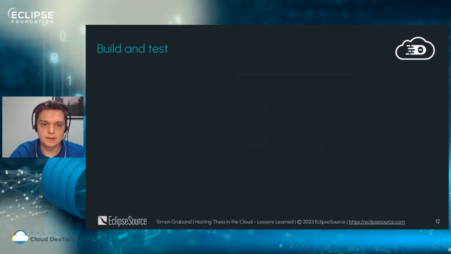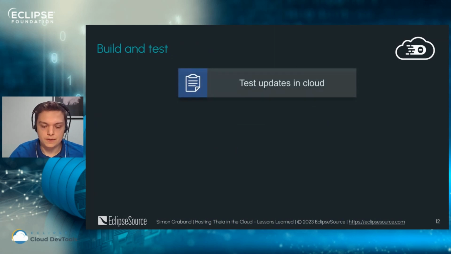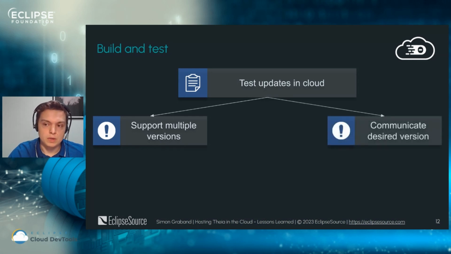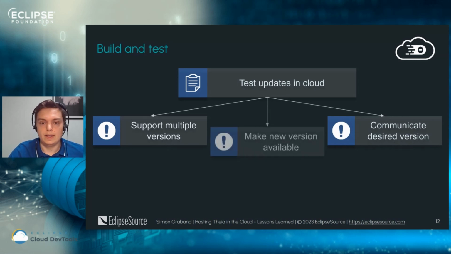And then lastly, build and test. So you want to test updates to your application in the cloud because you will deploy it to the cloud, so it makes sense to test there. And therefore, you need to, first of all, be able to support multiple versions. Otherwise, you would need to set up a new cluster for each test version, which is a lot of effort. Once you've done that, you also need to be able to communicate the desired version that you want to run through the cluster, because if there are multiple versions, which one should Kubernetes give you in the end? And then lastly, you need to think of ways to make the new version available to reviewers, for example.